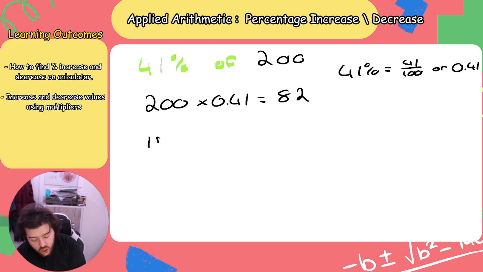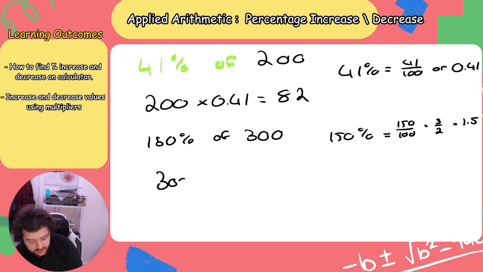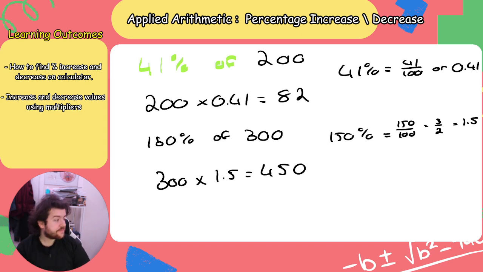If I want to find 150% of 300, I first need to write 150% as a fraction or a decimal. So that's going to be 150 over 100, which will be broken down to 3 over 2, which is 1.5. So it'd be 300 multiplied by either 3 over 2 or 1.5, and that will give me 450. So that is how we do that.